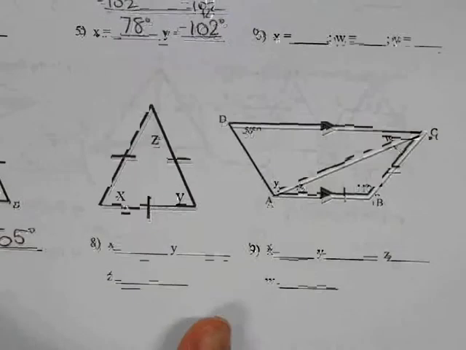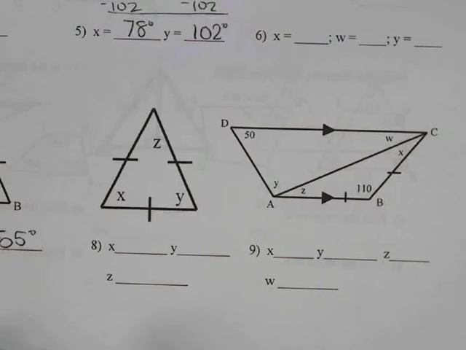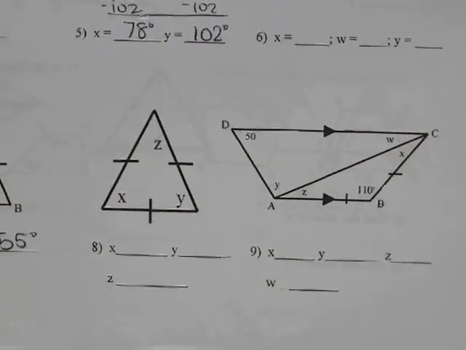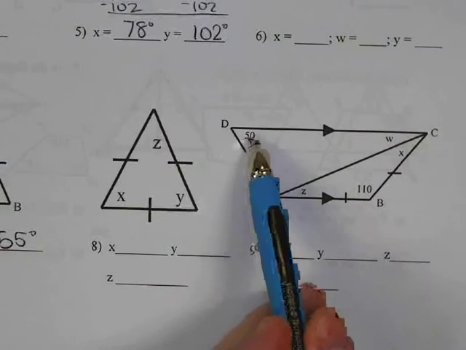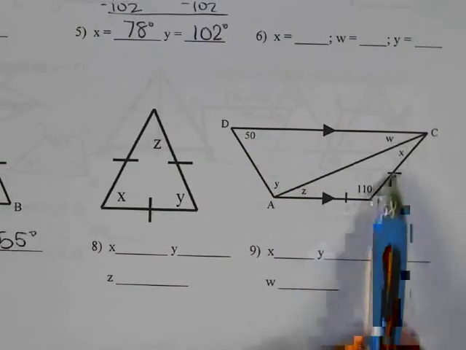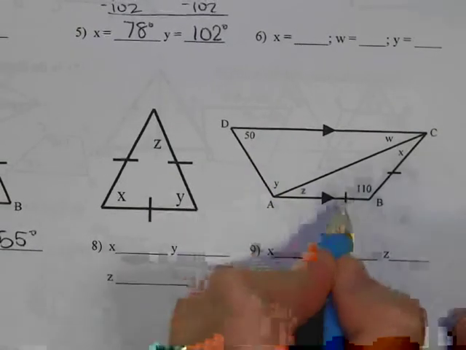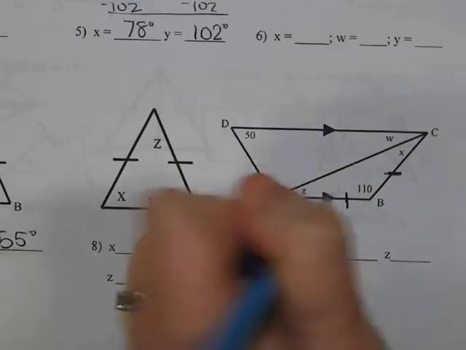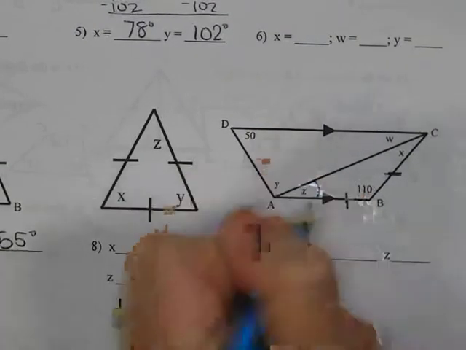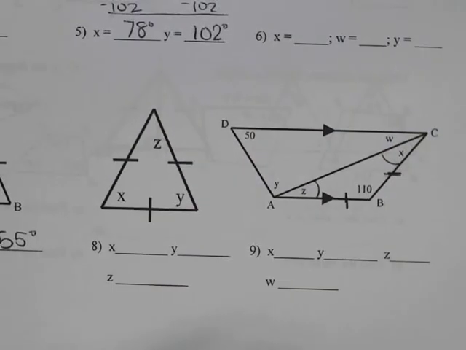Number 9. I have two triangles in this picture. The one that I have more information about is this bottom one. Even though I have numbers in both triangles, this triangle on the bottom gives me more information because it has two sides congruent, which means the angles across from them in that triangle are also congruent. So z and x are going to be the same measure.